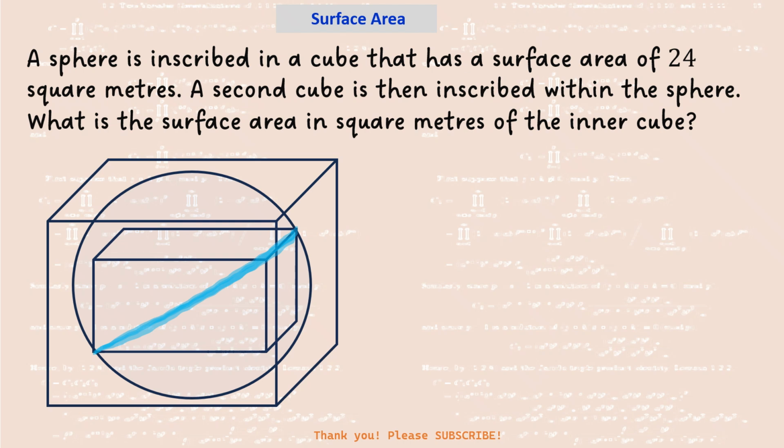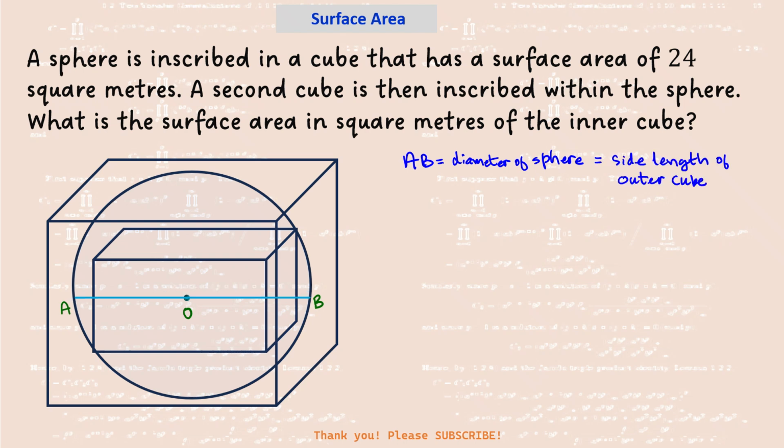And so if you draw the center, and if I said AB is the diameter of the sphere, that would also be equal to the side length of the outer cube. That would be equal to CD. So understanding this will help us to solve the problem. So then CD is a diagonal of the smaller cube.